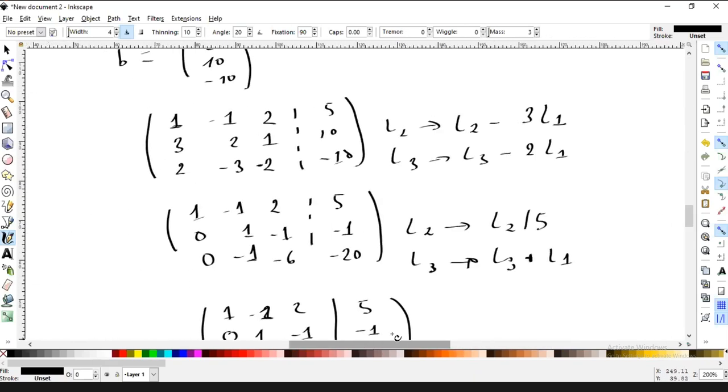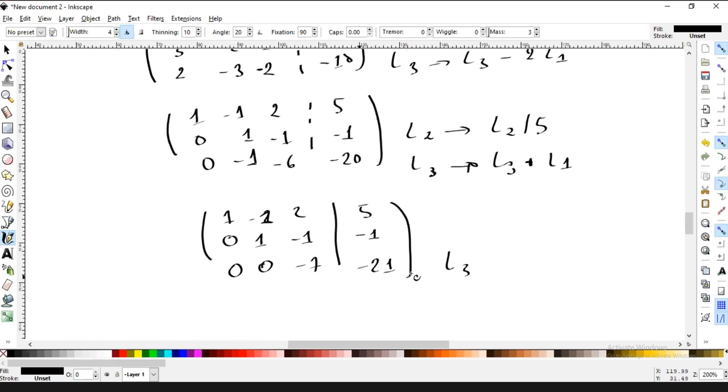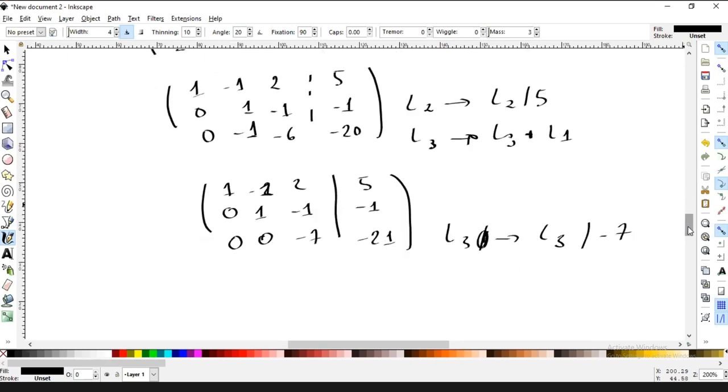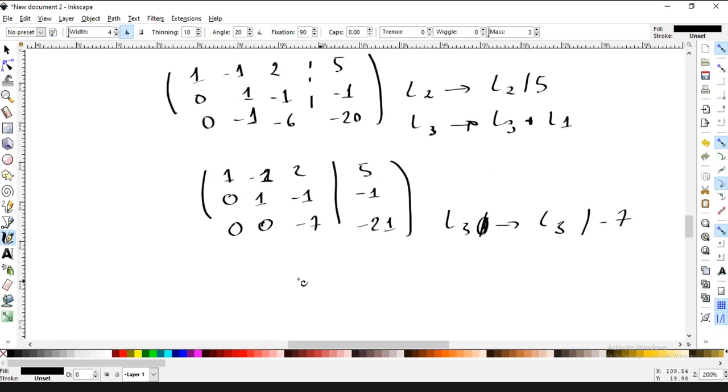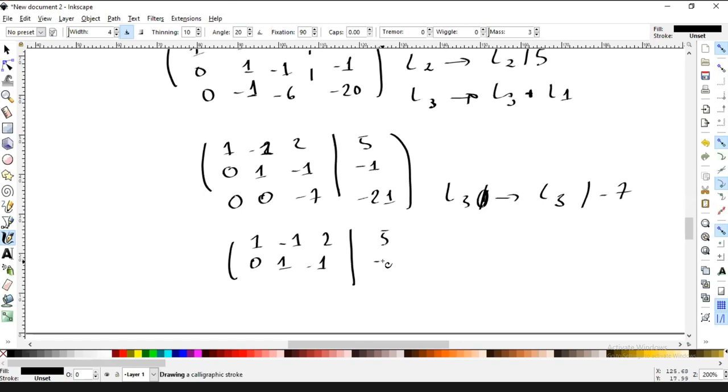Now I'll divide the L3 by -7 to get 1 here. So L3 divided by -7, right? So 1 minus 1 2 5, 0 1 minus 1 minus 1, and here I get 0 0 1 3, right?